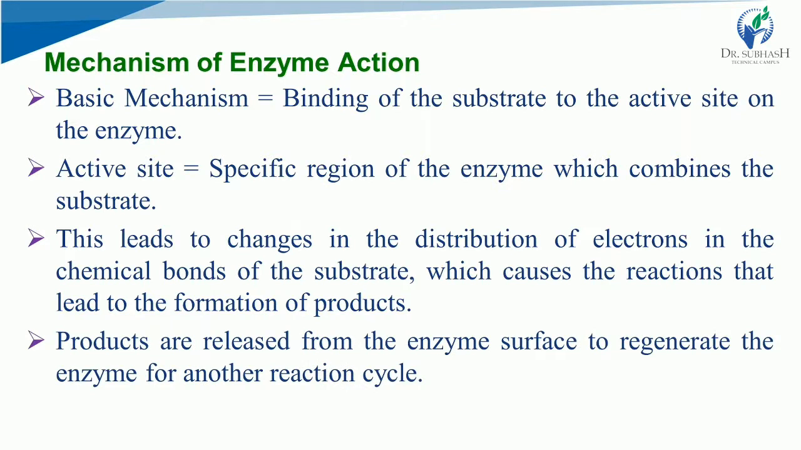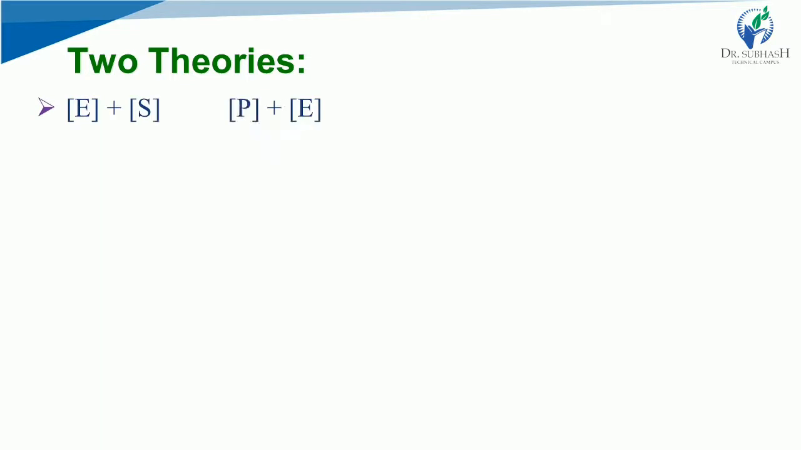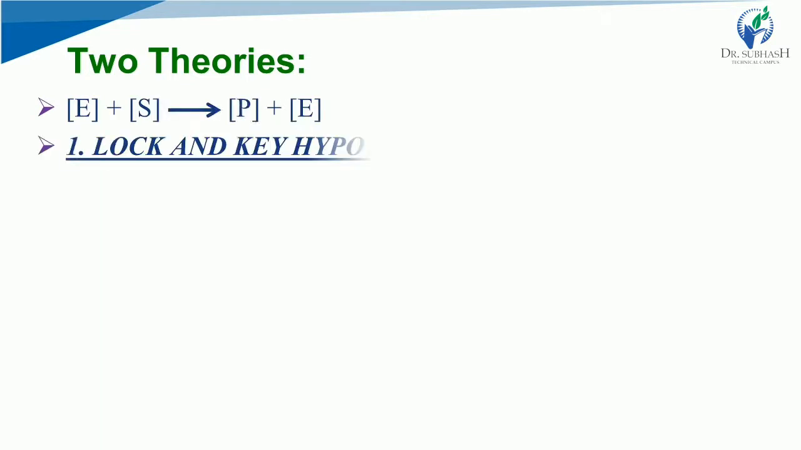Products are released from the enzyme surface to regenerate the enzyme for another reaction cycle. Now, products are released from the enzyme surface to regenerate the enzyme. Don't worry, you will understand this once we get into the theory. So why not go fast? Two theories. First, you need to understand this, right?